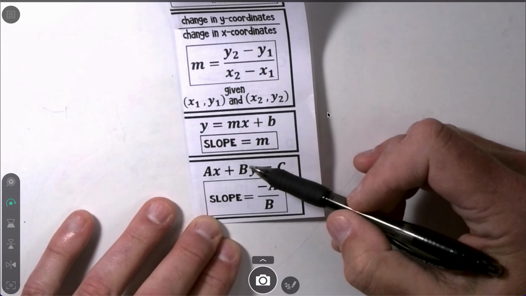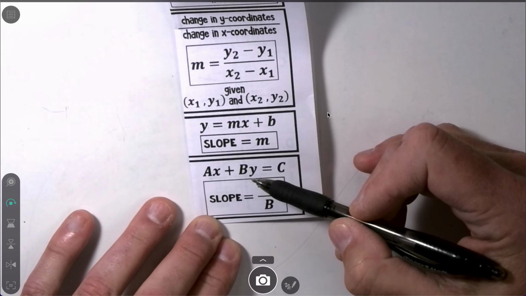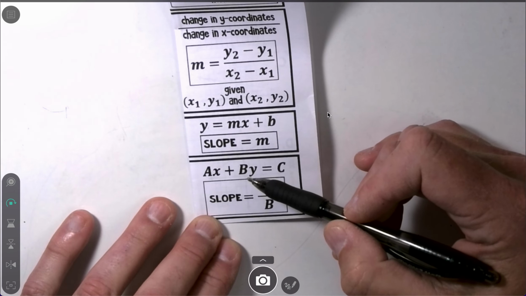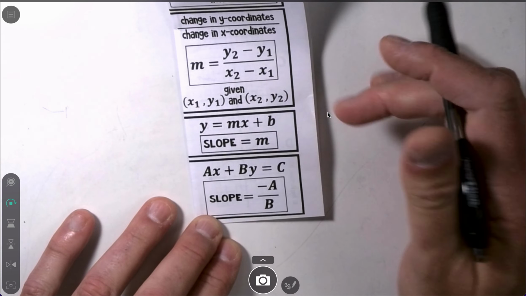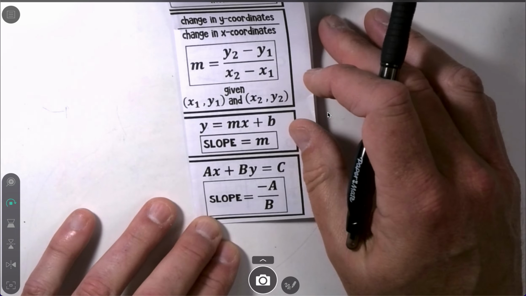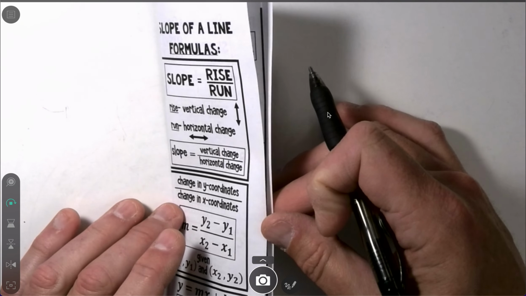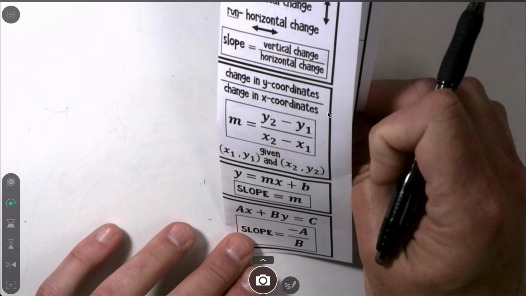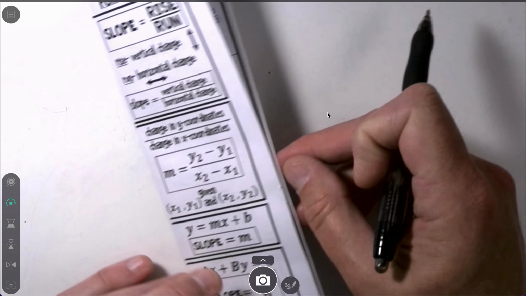And then this is the one part of this foldable that we're going to ignore because we never did this. This is called standard form of an equation. You will do this in algebra next year, but we're not going to do it in pre-algebra. We never did touch on that one. So we're just going to skip anything that has that formula for now.